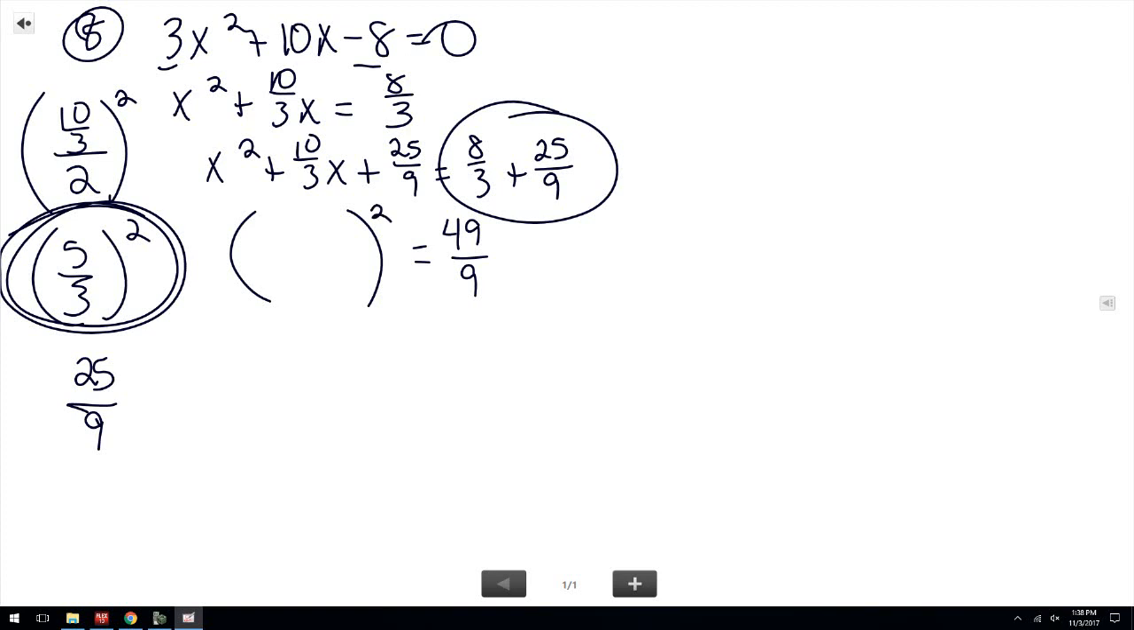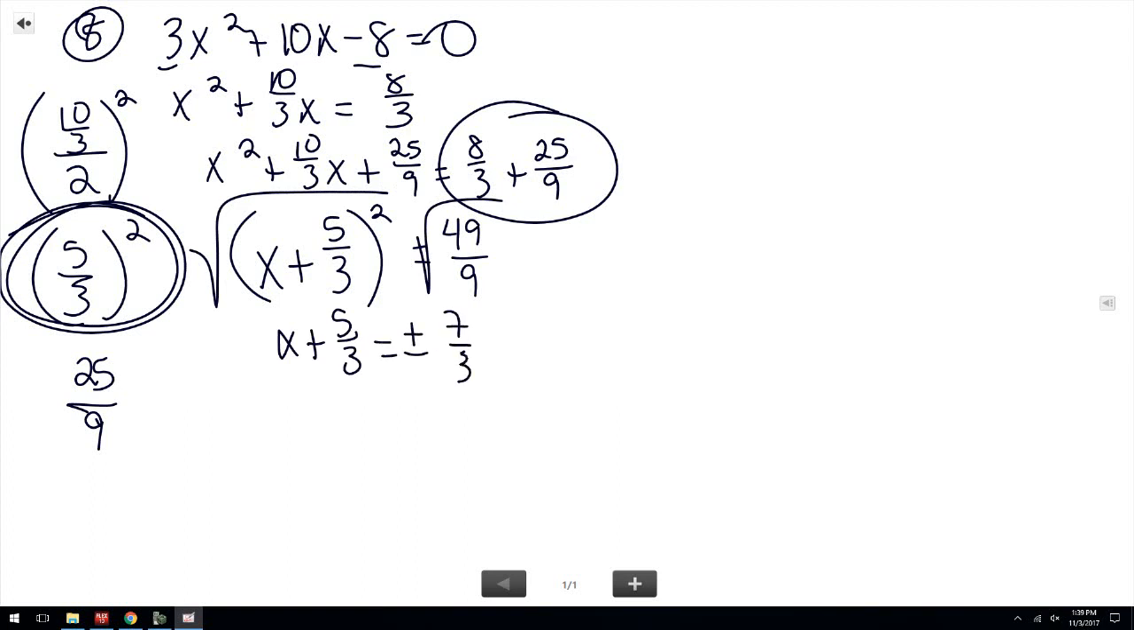Factor it. What do you get? Plus 5 over 3 squared. Okay, square root it. Don't you tell me 7 over 3 plus and minus. Beautiful. Subtract the 5 over 3.